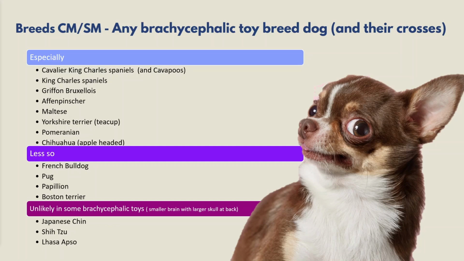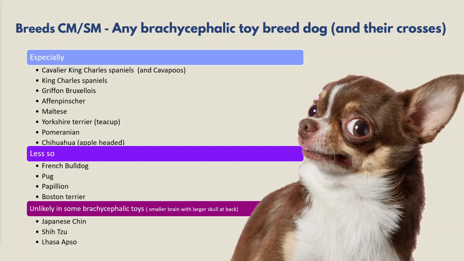We don't see it as much in the French Bulldog, Pug, Papillon and Boston Terrier, but it can occur. And in some brachycephalic toy breeds, it's pretty unlikely, for example, the Japanese Chin, Shih Tzu and Lhasa Apso. My personal explanation for this is, one, that these dogs have a different genetic origin, but also when you look at their skull and brain, they have a smaller brain.